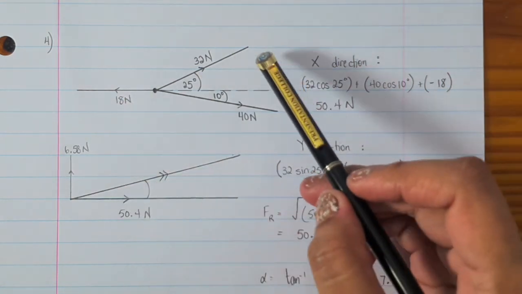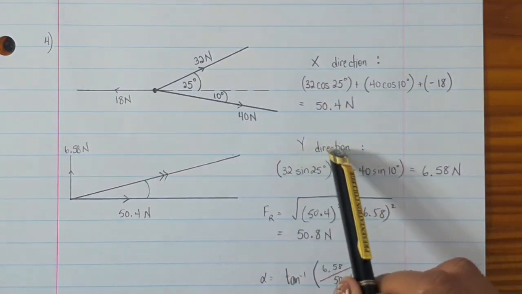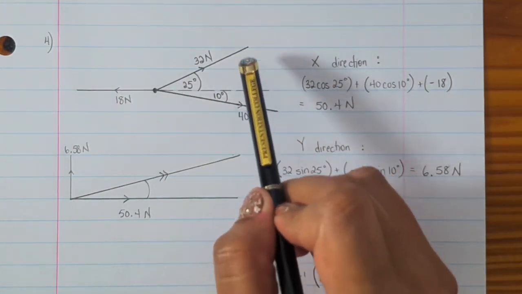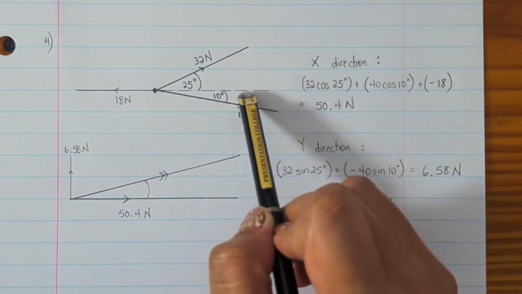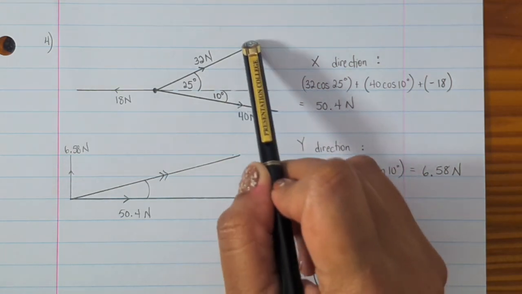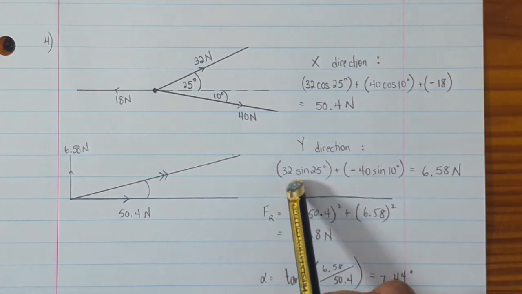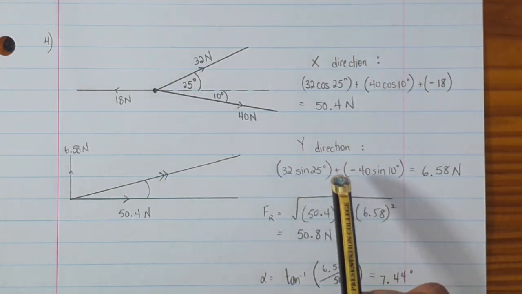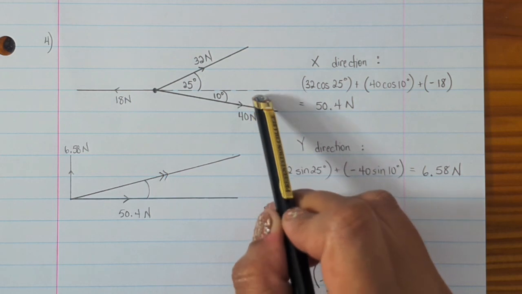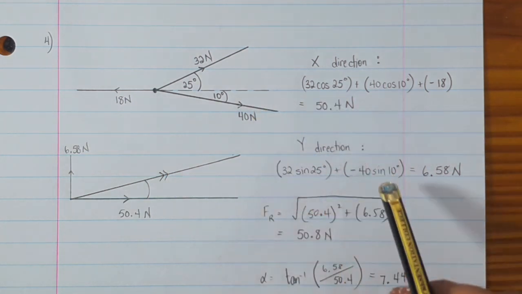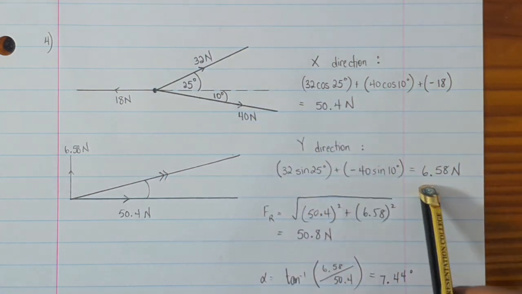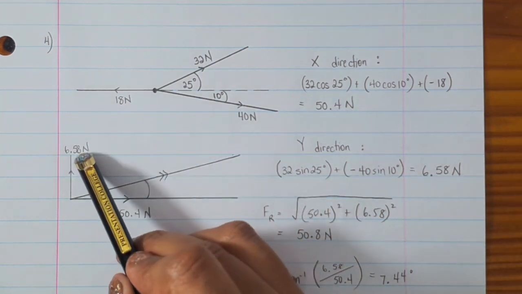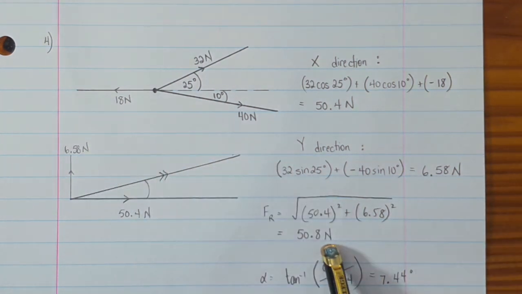the y direction. So the vectors acting in the y direction are just the vertical components due to these two. So this component is going to be positive, so that's 32 sine 25, but it's going to be minus 40 sine 10, and that gave me 6.58, so I filled it in there, and my resultant was 50.8, and the angle was 7.44.